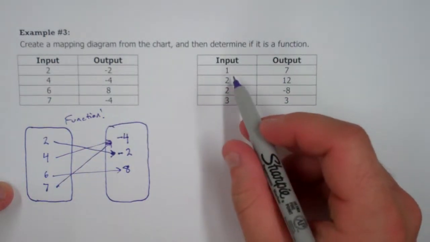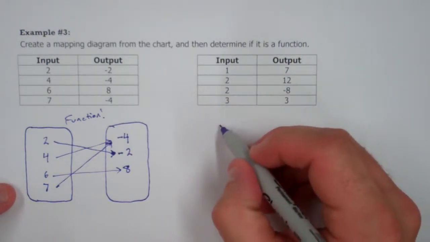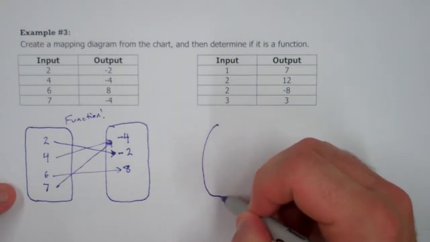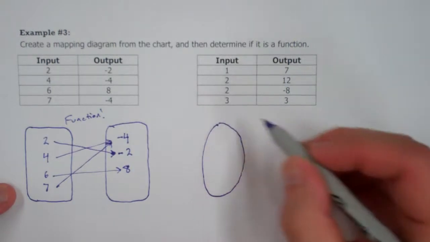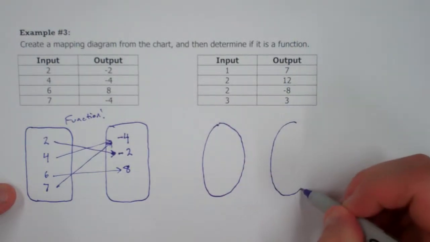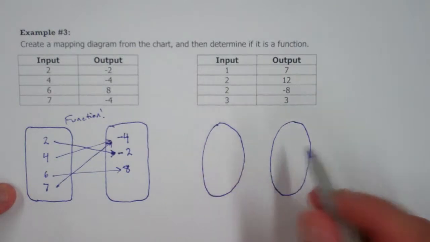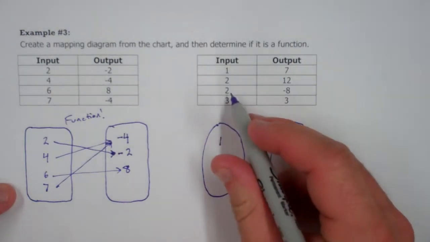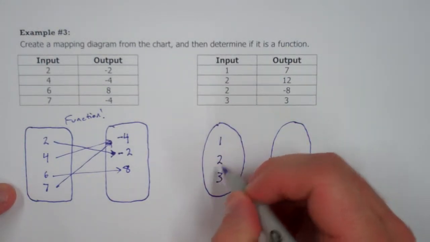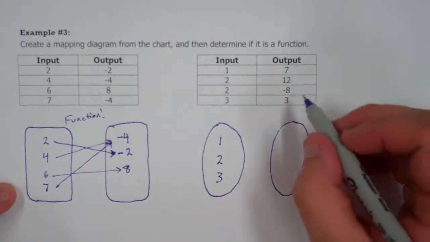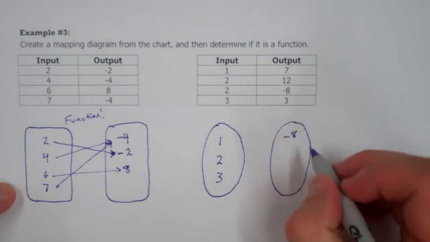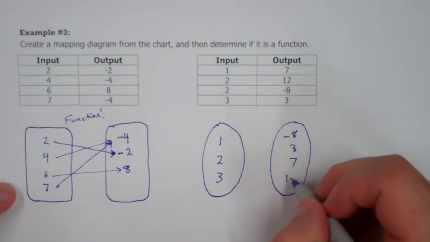The next one, we have inputs of 1, 2, and 3. So here we'll draw an oval to expedite things, just fine as a mapping diagram. We just need to have inputs and outputs. So we've got 1, we've got 2, and 3. Don't double up on the 2 here, just want to write it once. Here's a -8. The next one in line is a 3, 7, and 12.